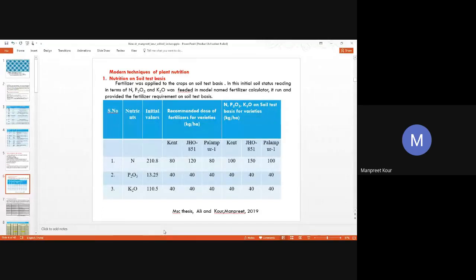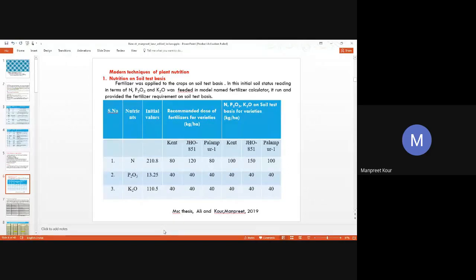This is an experiment which was conducted by one of my MSc students. In this experiment, we worked on different varieties and INM, Integrated Nutrient Management. Here we provided our nutrients on the basis of soil test. First, we took composite soil samples and then we analyzed the nitrogen, phosphorus, potassium and noted our initial values. The initial values suggest that nitrogen is low, phosphorus and potassium are medium.